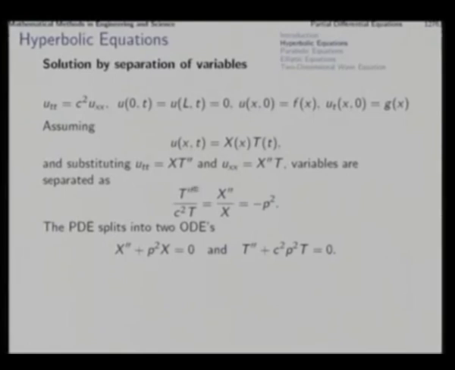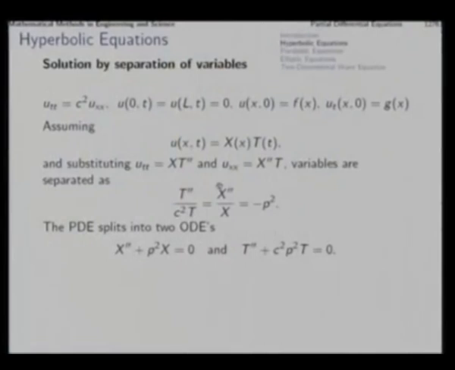This entire left side is dependent only on small t and its function capital T and its derivative, etc. Similarly, this will be totally free from t and will depend only on x. Now, since these two are equal and t and x variables are independent, both of them should be equal to the same constant. Now, what kind of a constant?